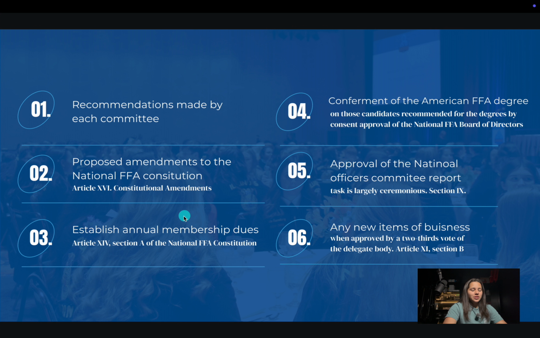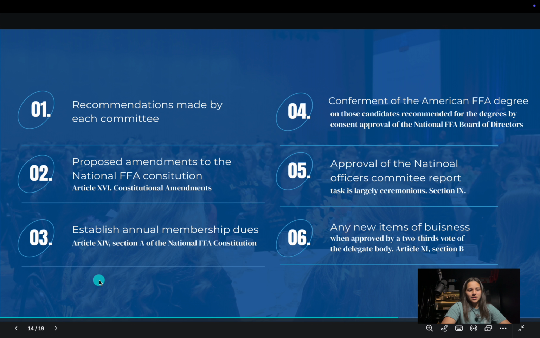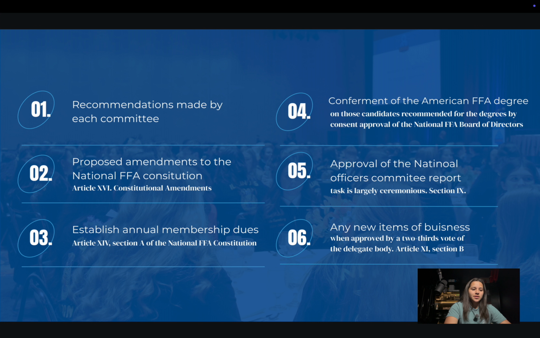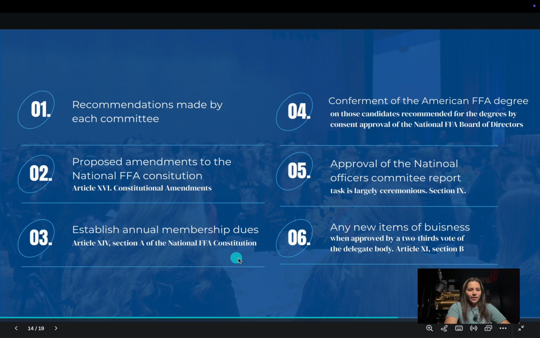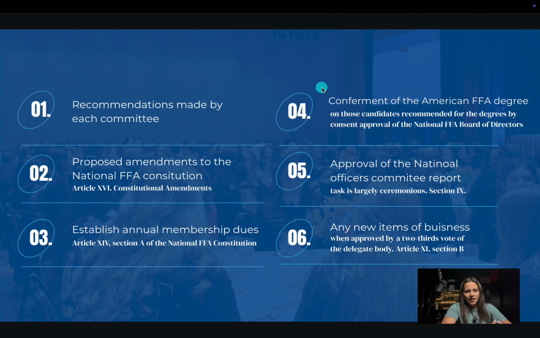We also established the annual membership dues, and that's kind of just a we approve type deal, but it is in the Constitution that we have to do it. The next one is conferment of the American FFA degree for the candidates that were recommended and approved by the board of directors. So we just kind of be like, yes, we approve them. But it is a role designated for the delegates to approve in the Constitution, yet again.